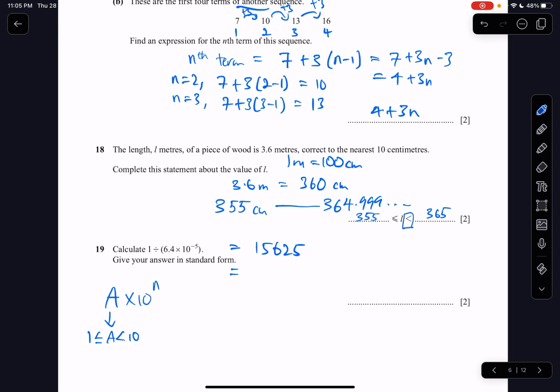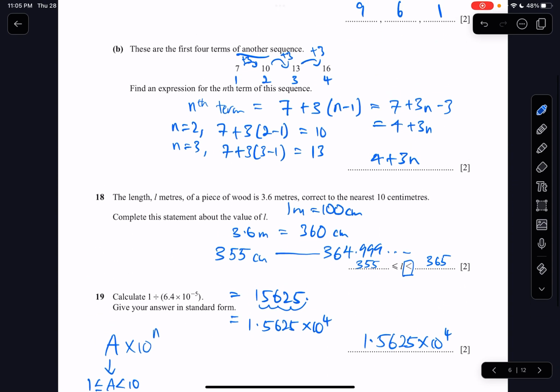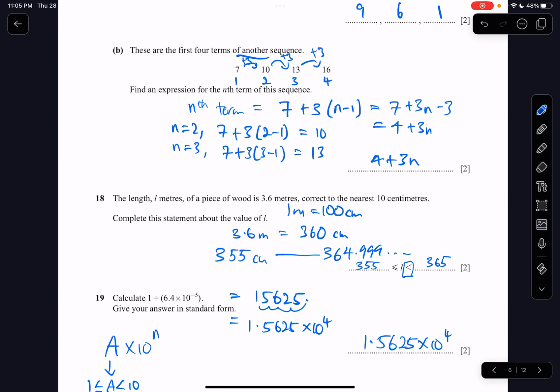In this case, I have to move my decimal place 1, 2, 3, 4 times. So it's 1.5625 times 10 to the power 4. At this point, I'm at roughly the halfway mark, so I'll pause the video here and continue with part 2 later on.